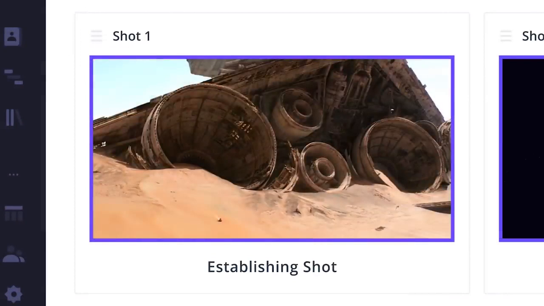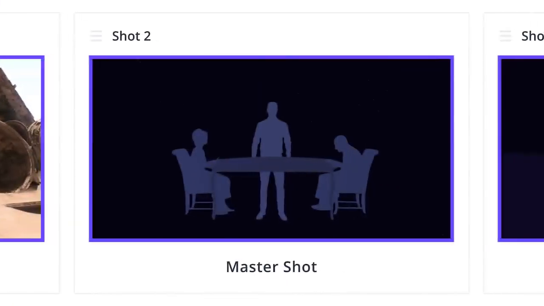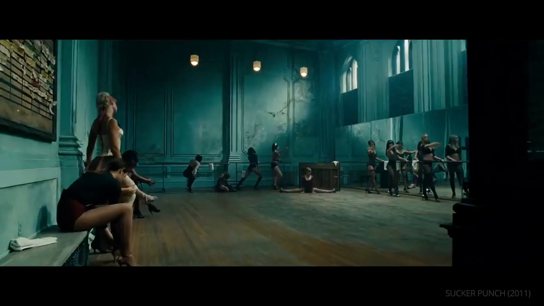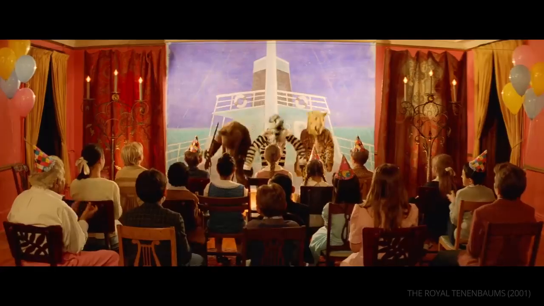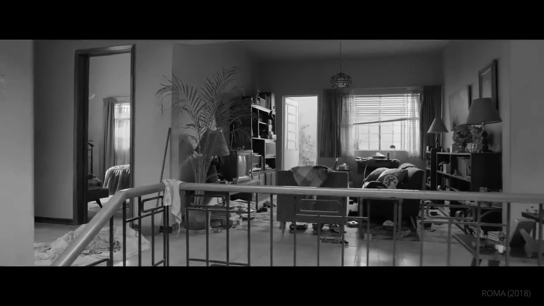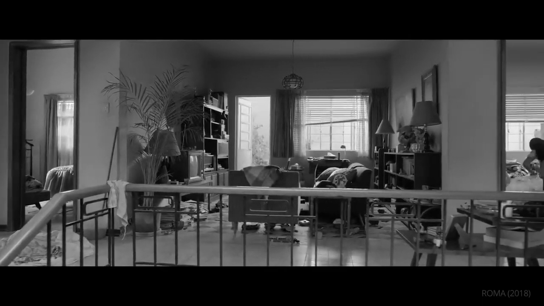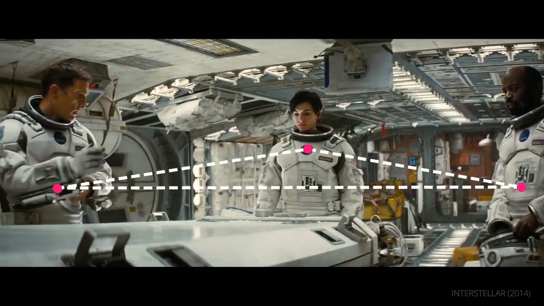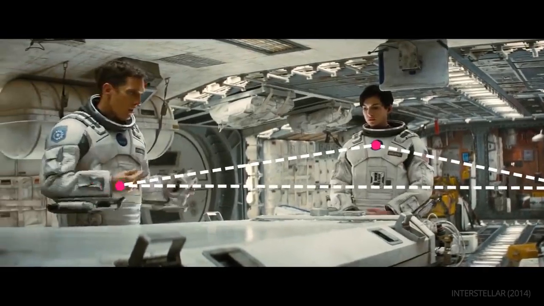The establishing shot is often followed up with a master shot, or simply the master. Like the establishing shot, a master shot confirms the location and geography of the scene. It also clarifies which characters are in the scene and where they are in relationship to each other.